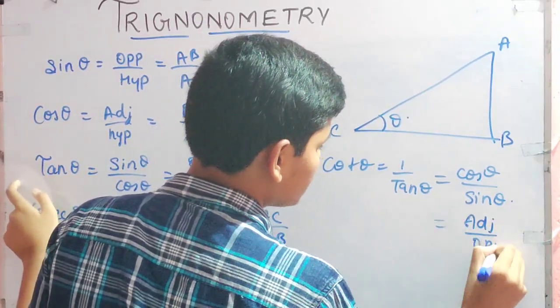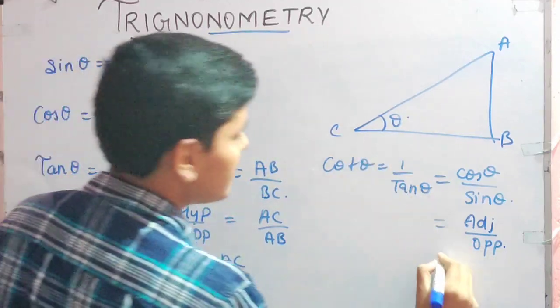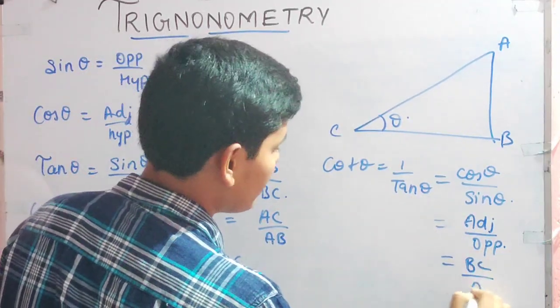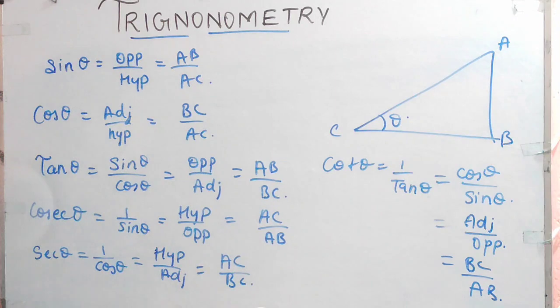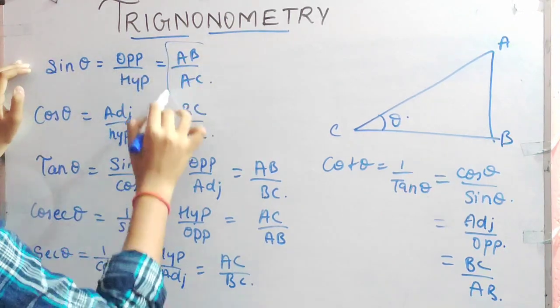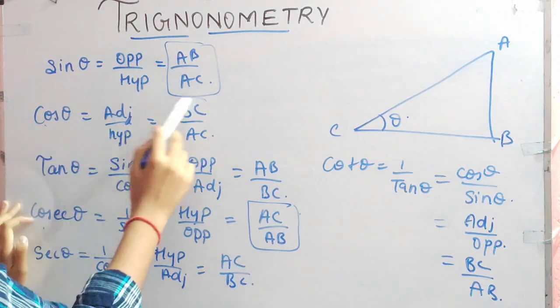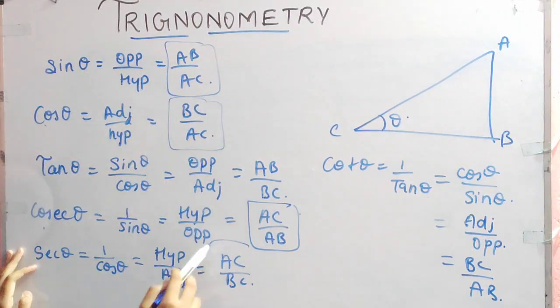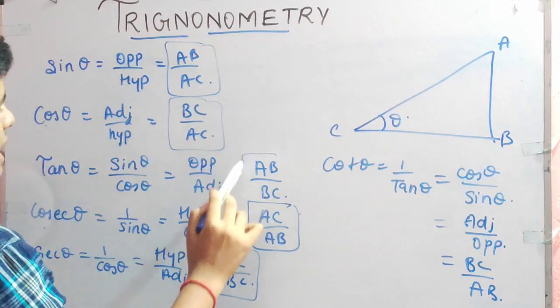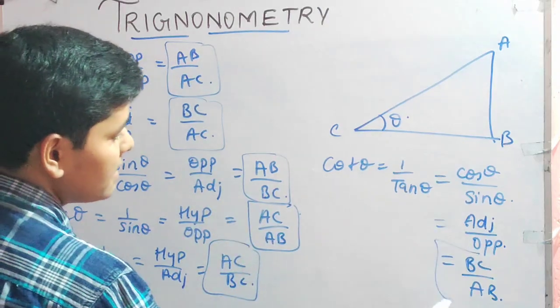Adjacent by opposite. And what is adjacent? That is BC by AB. So can you see how we are relating it? Sin theta is AB by AC and cosec theta is AC by AB. Cos is BC by AC and sec is AC by BC. Tan is AB by BC and cot is BC by AB.